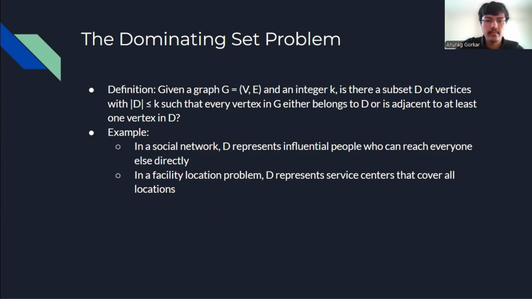Now we'll look at what the dominating set problem is. Given a graph G of vertices V and edges E and an integer k, is there a subset D of vertices with size less than or equal to k such that every vertex is either in D or adjacent to a vertex in D? Think of it like picking a small subset of influencers in a social network that can reach everyone.